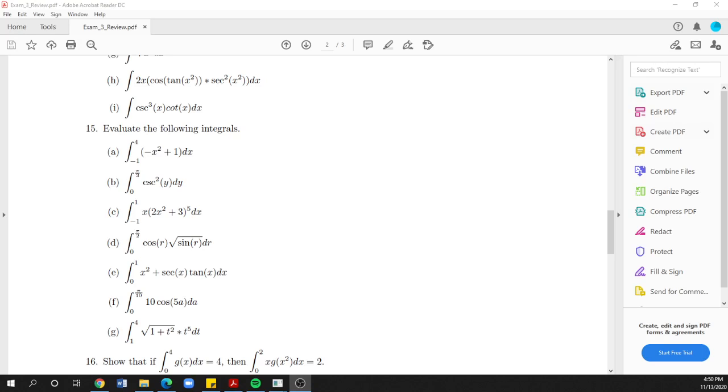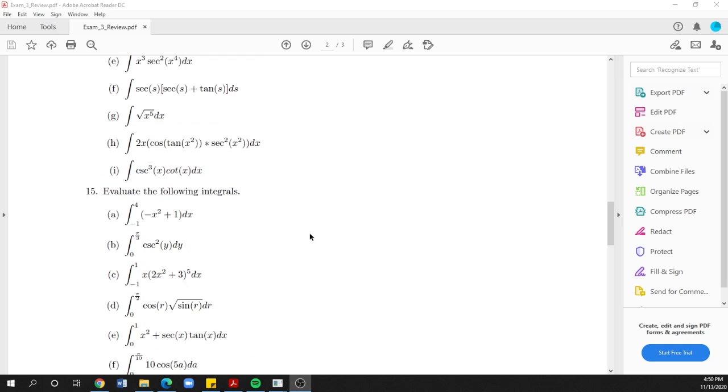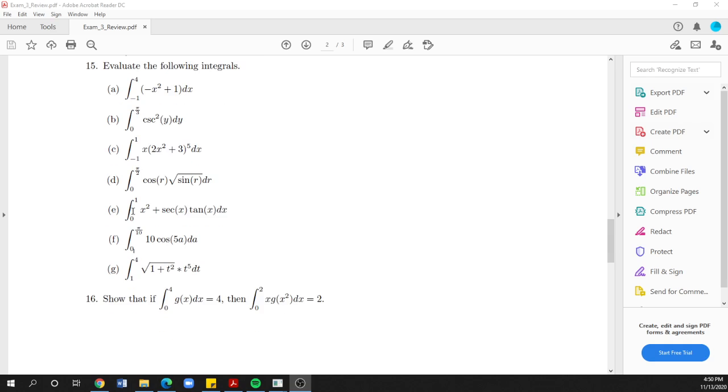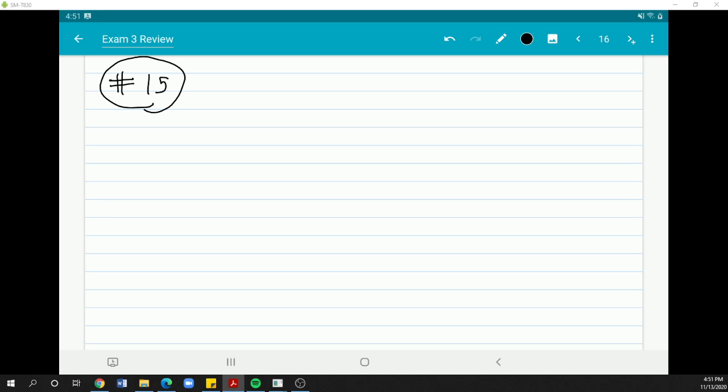Okay, so we just evaluated some indefinite integrals. Now we're shaking things up a little bit and evaluating some definite integrals. Just did indefinite, now we're doing definite. So these are basically like the indefinite integrals but with an extra step.